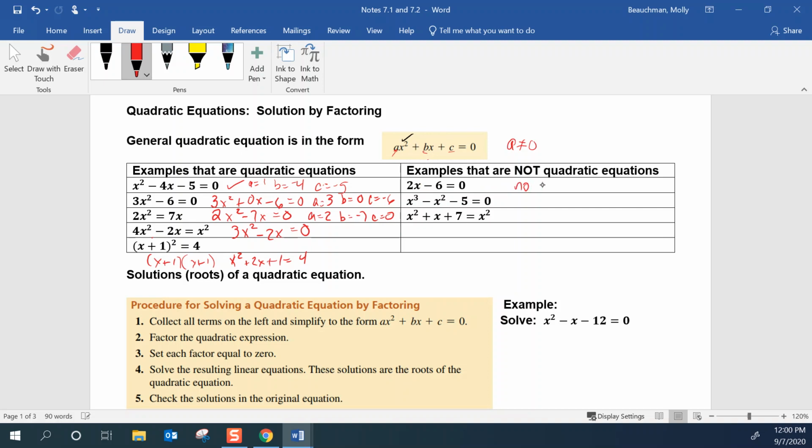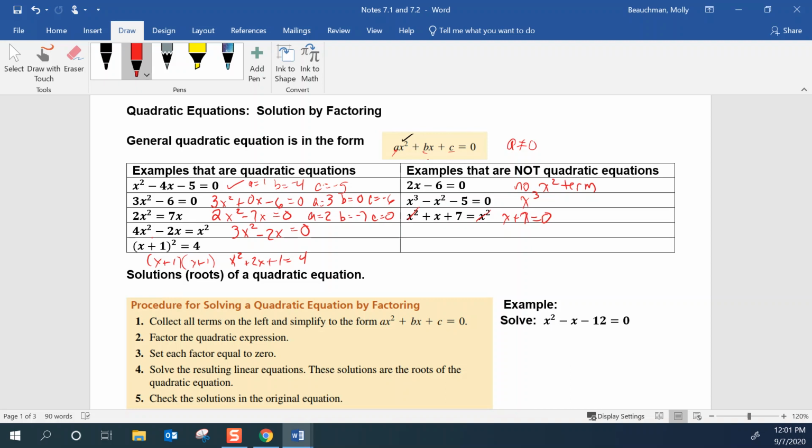There is no x squared term. Next, we have x cubed minus x squared minus 5 equals 0. That's not a quadratic because it has an x cubed term. It's not in the form ax squared plus bx plus c. Last, this starts out looking pretty good. x squared plus x plus 7 equals x squared. But if we were to get everything on one side, the x squareds would cancel out, and we'd be left with x plus 7 equals 0. So that's not quadratic anymore.